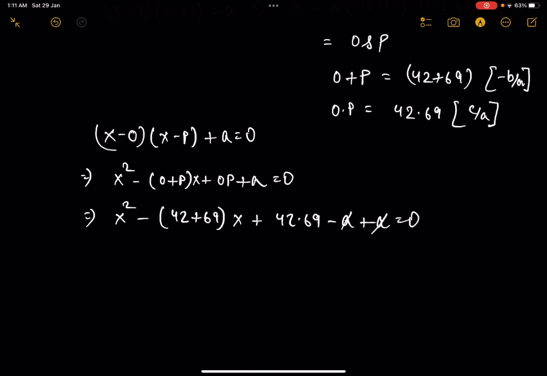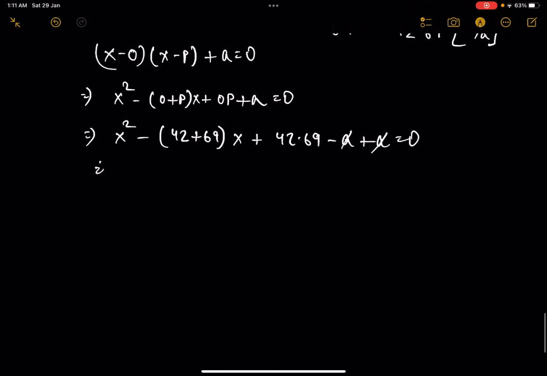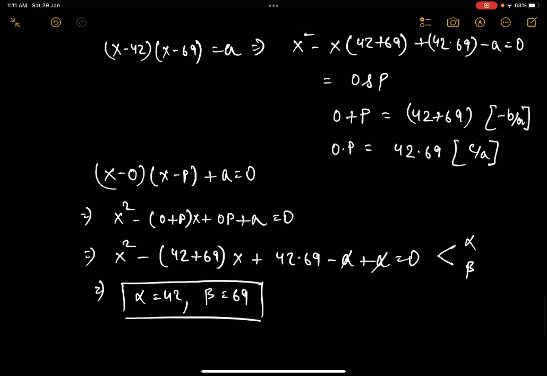So here we can say that a got cancelled, and we have the roots of this equation, let's say alpha and beta. So we have alpha equal to 42, beta equal to 69, which is the answer of the question, as we have to find out the real roots of the equation, and that will be 42 and 69.